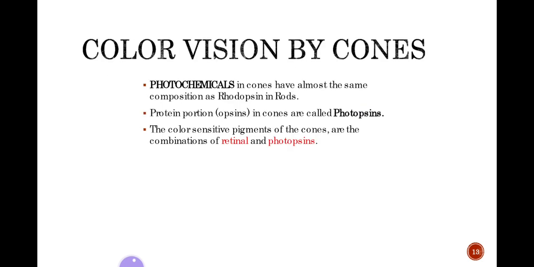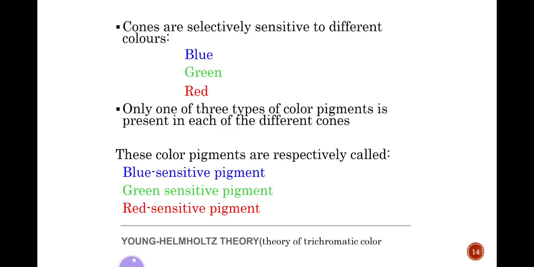Next is color vision by the cones. Cones contain photochemicals that have almost the same composition as rhodopsin in rods. So we have two things in the eye, mainly rods and cones. The protein portion in cones is known as photopsins, and the color sensitive pigments of the cones are a combination of retinal and the photopsins. Cones are selectively sensitive to different colors, that is blue, green and red.